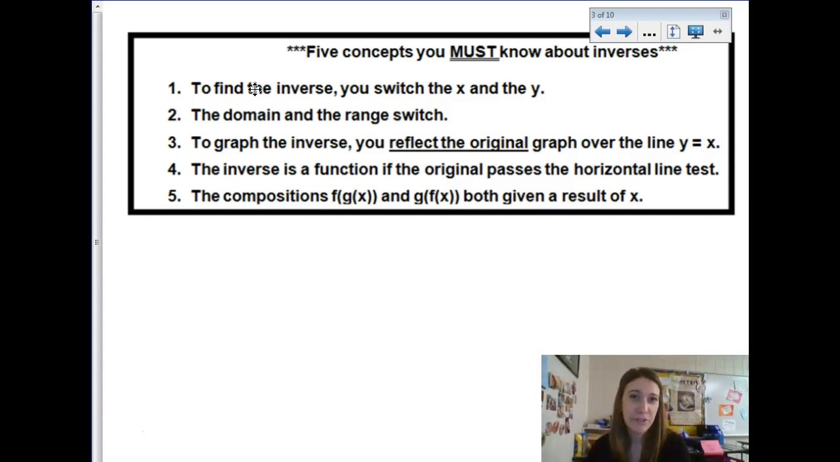So in order to find an inverse, the basic idea is that the x's and y's have switched. So the input and the output have switched places. And because of that, it makes sense for me to say that the domain and range have switched.